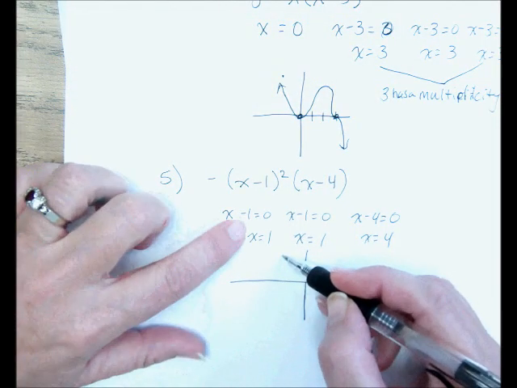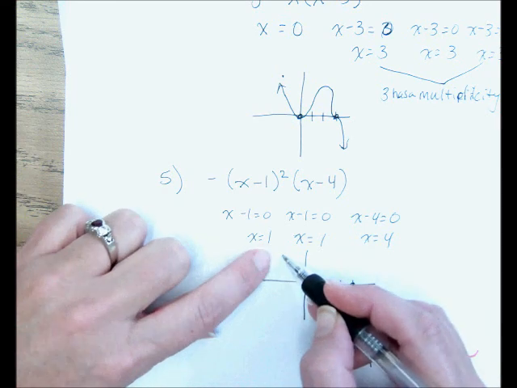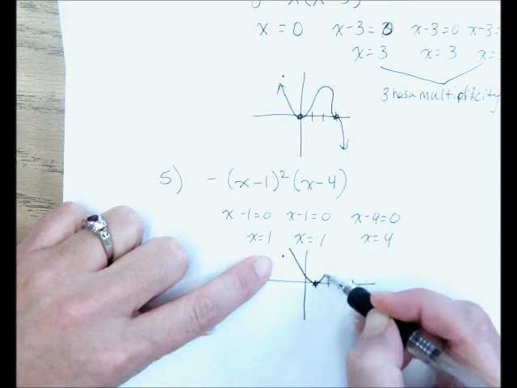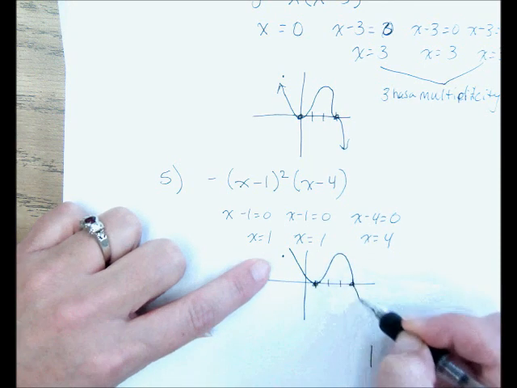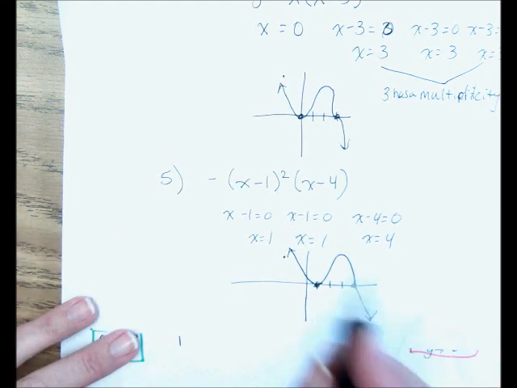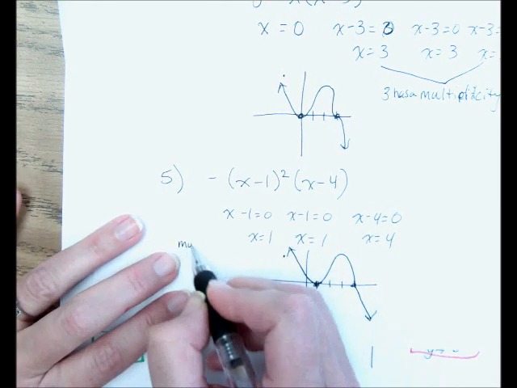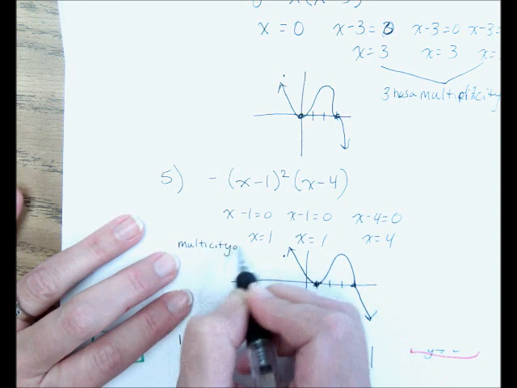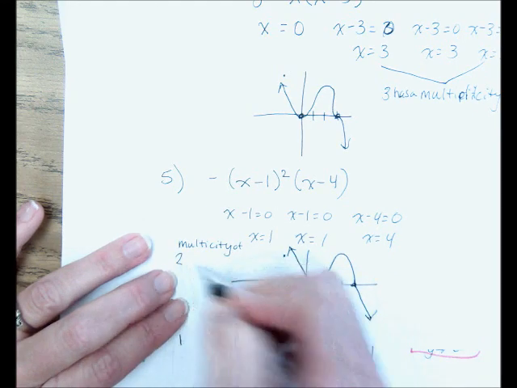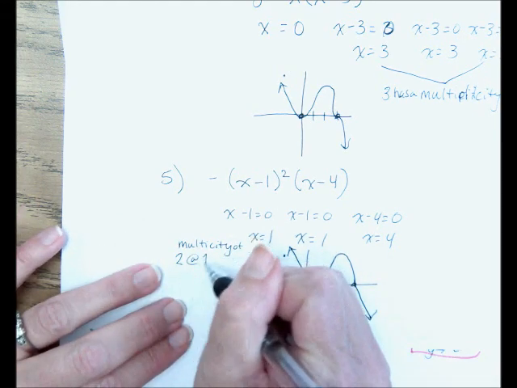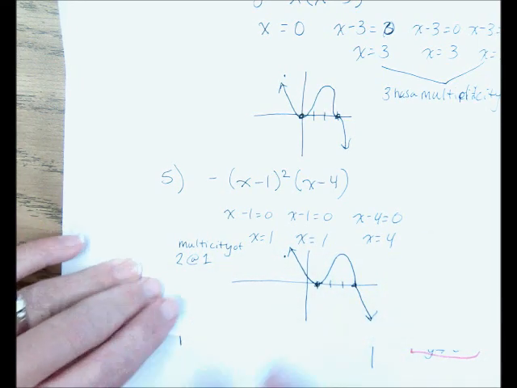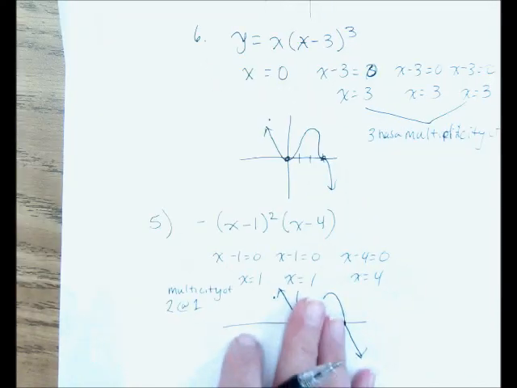So in this case, it shows me that I have a multiplicity of 2 at 1. It's going to bounce off of that one, and then go through at x is equal to 4. It bounces because it has a multiplicity of 2 at the point 1, and then it goes through at the point 4. So hopefully that explains a little bit of the graphing and multiplicity.